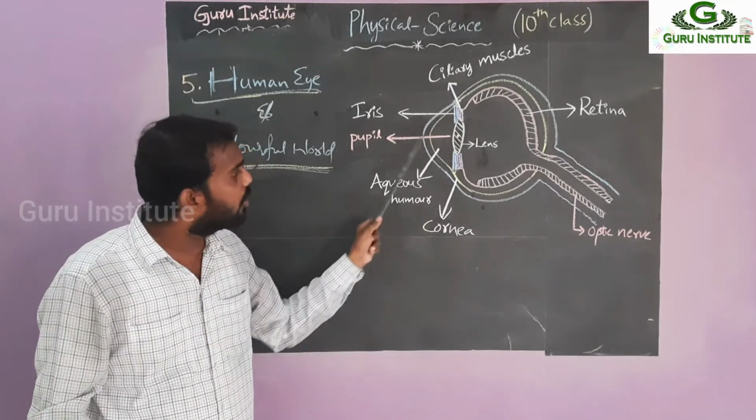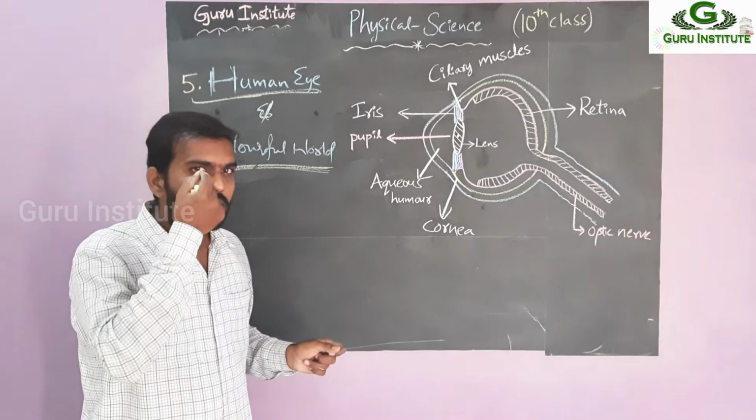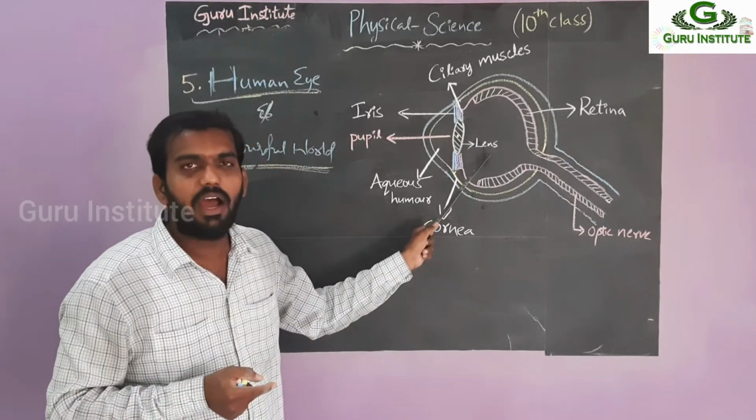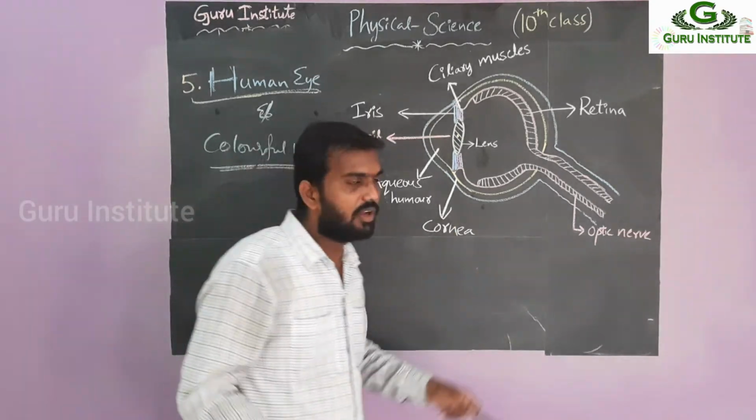The middle part is called the pupil. Next, this is called the eye lens. So this is about our structure.